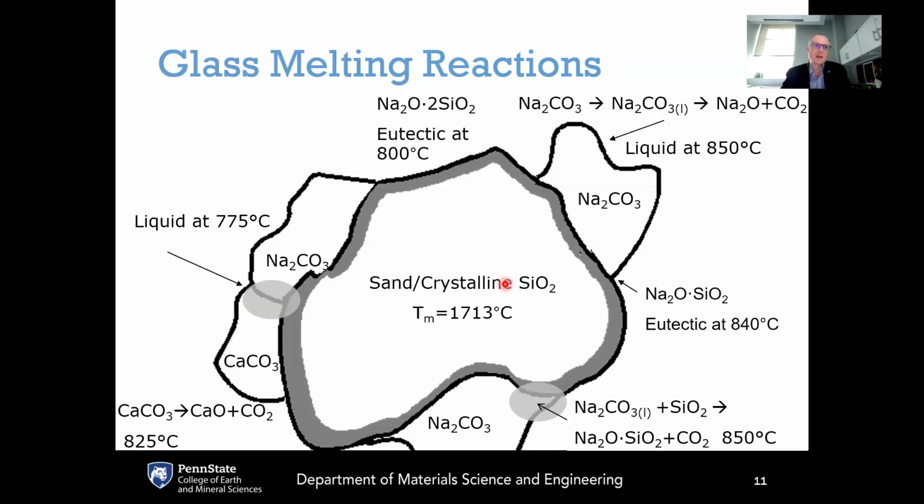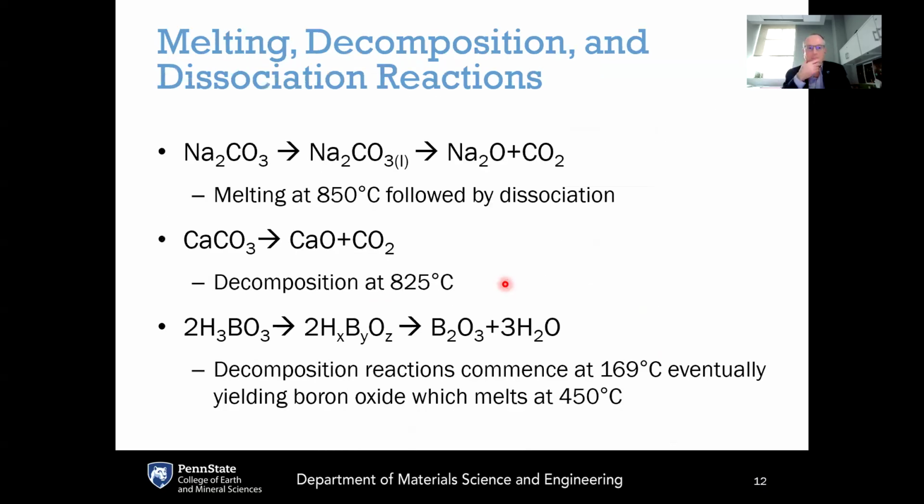So the reaction process occurs in steps, with the melting of the lower melting temperature components, the decomposition into oxides, the reaction of the oxides with each other to form lower melting temperature eutectics, and then finally everything becomes melted together. An example here is sodium carbonate. It melts, forming sodium carbonate liquid, and then decomposes to an oxide. The melting occurs at 850 degrees C, followed by dissociation into oxide plus carbon dioxide.